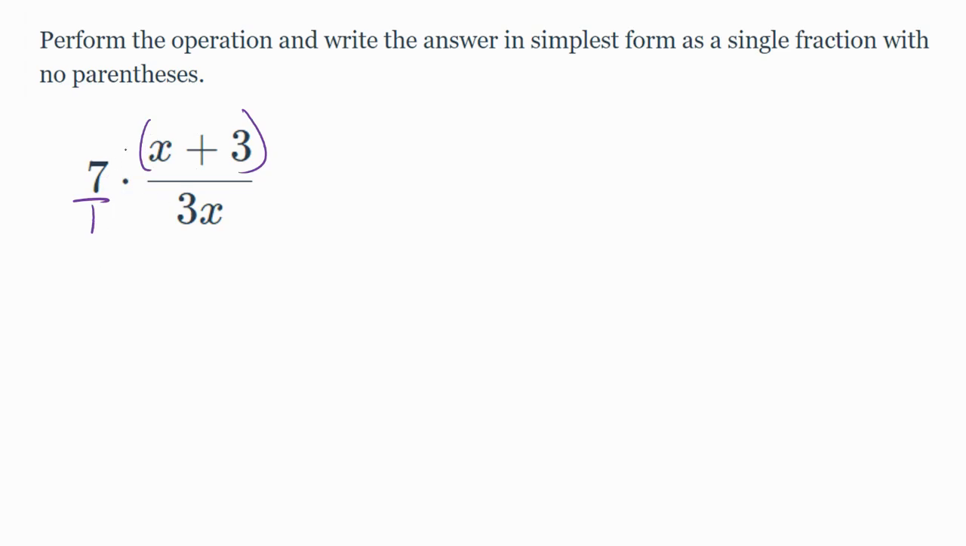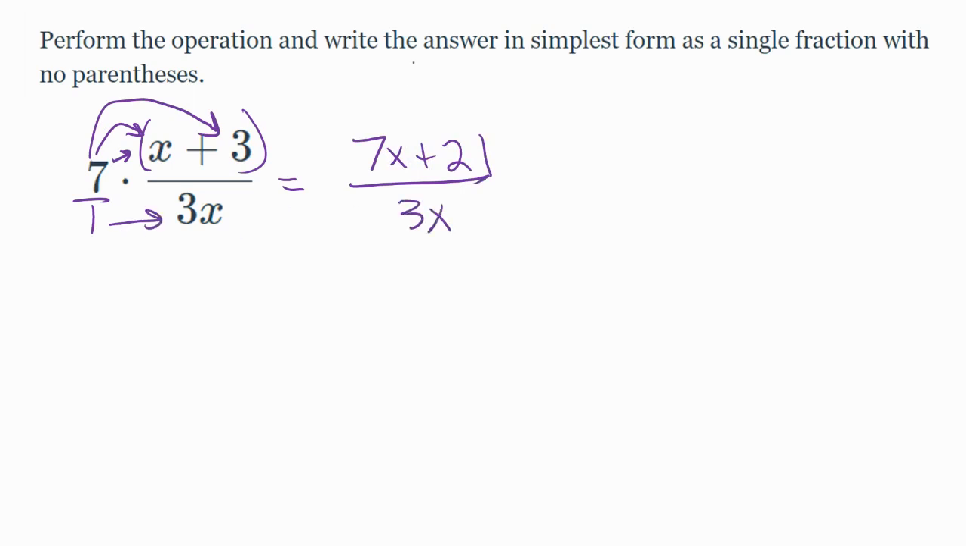All right, so we take the 7 and multiply it times the x plus 3, and that distributes in. So it's going to be 7x plus 21. And the denominator is just 1 times 3x, so we just have 3x. And then it says reduce or put it in simplest form or single fraction with no parentheses.